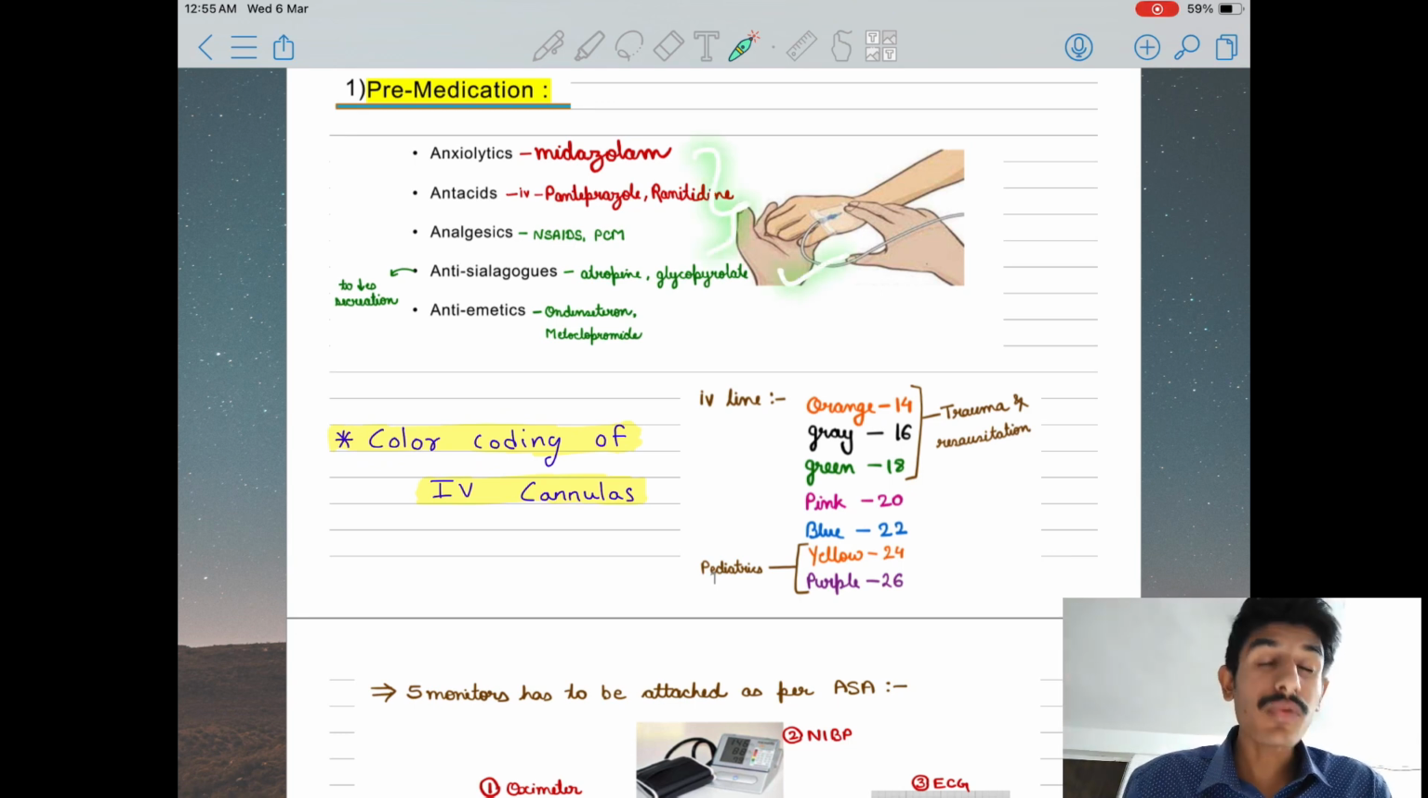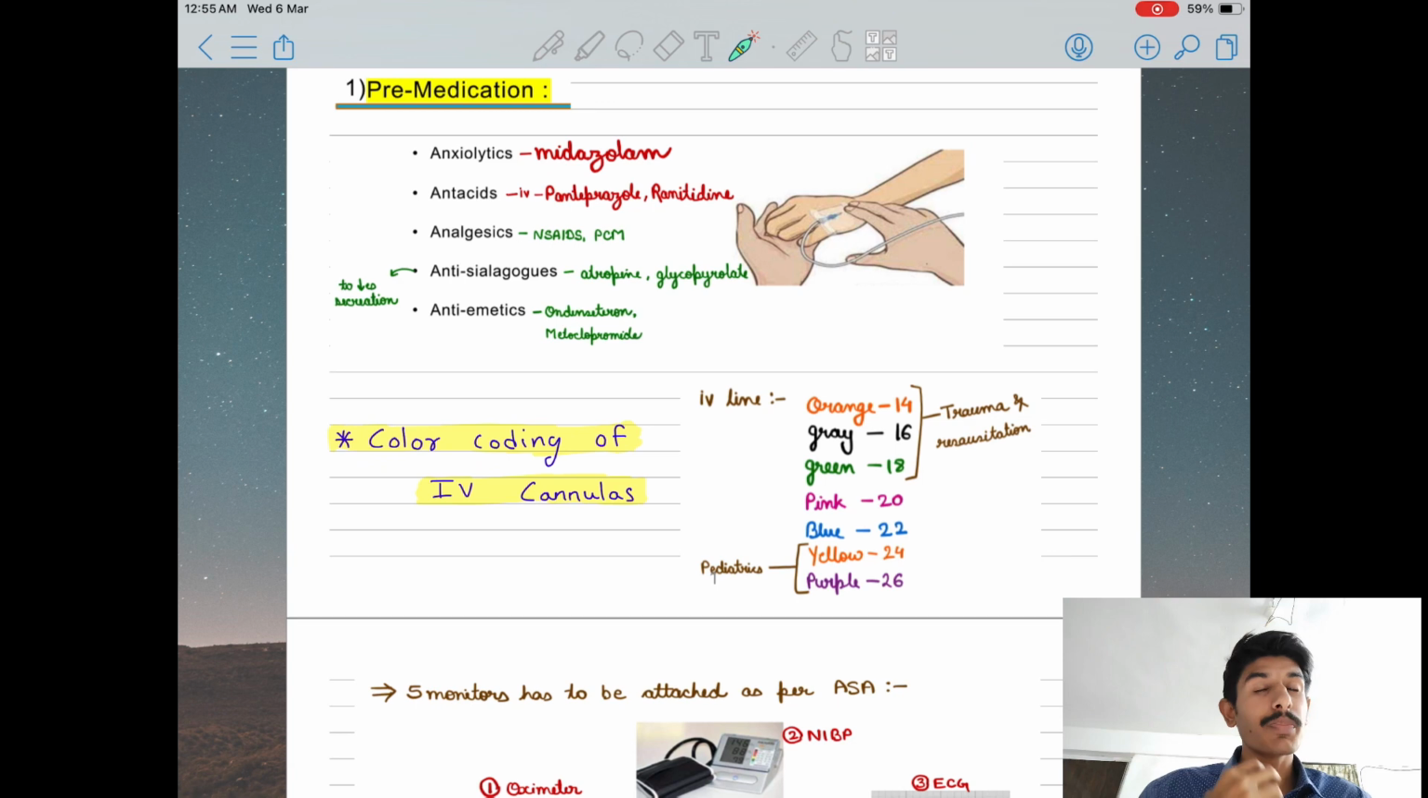And for decreasing salivation: a patient has more saliva if awake, and if you aspirate your saliva during the operation, pneumonia can happen in your lungs and fluid can get collected in your lungs. So to stop the salivation, we give anti-salivatory drugs, which are atropine and glycopyrrolate. Then antiemetics, the anti-vomiting drugs like ondansetron and others, we can give. So these are the pre-medications. Before giving anesthesia, we give these medicines.